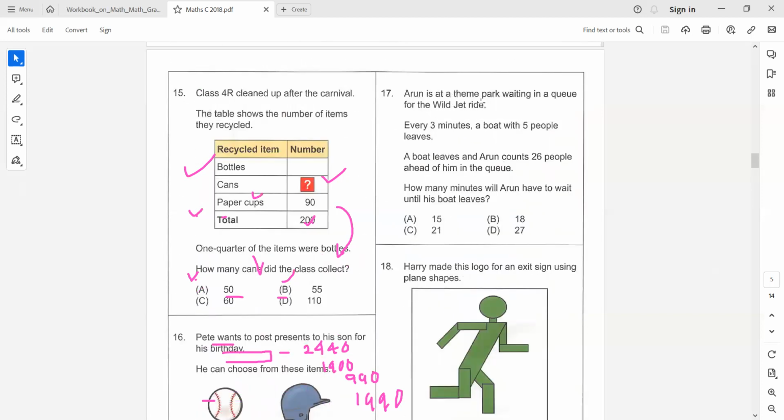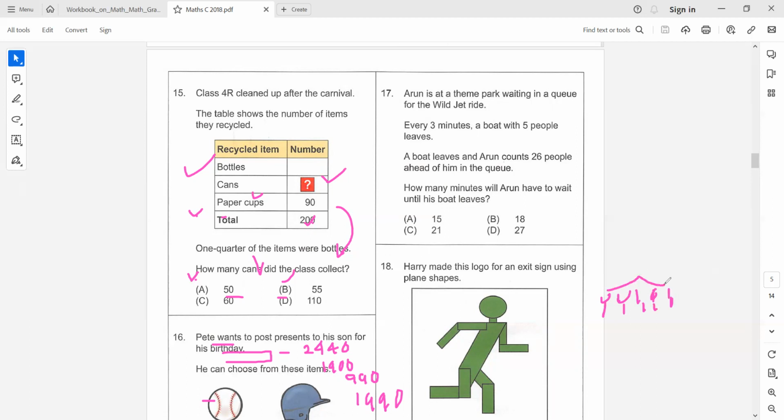Arun is at a theme park waiting in a queue for a jet ride. Every 3 minutes, a boat with 5 people leaves. Arun counts 26 people ahead of him in the queue. How many minutes will Arun have to wait until his boat leaves? It's like a pattern. Now what we do first: every 3 minutes, a boat with 5 people leaves. Say in the queue, say I have some people, right?